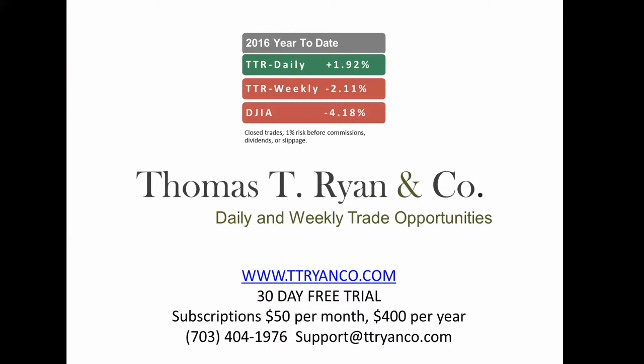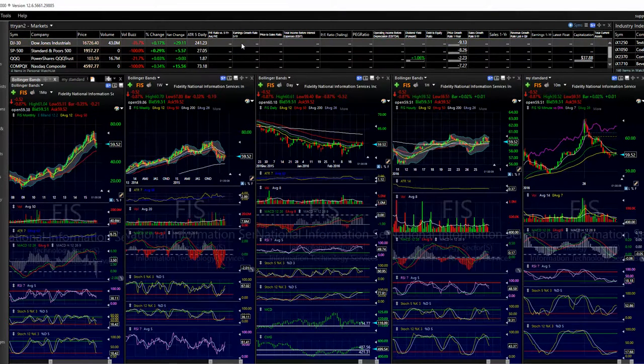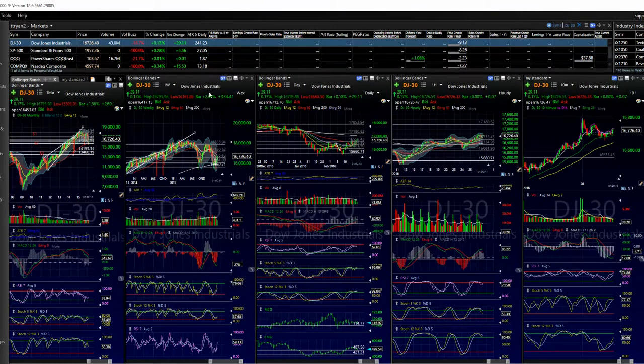We're still beating the Dow on our daily trades. We're still beating the Dow on our weekly trades, although we're not profitable right now weekly. So hey, we're beating the Dow, and we're still profitable with the daily trades. So that's a good thing. I'm fairly certain we're going to turn around and recover this at some point pretty soon. But right now, it's a very challenging environment.